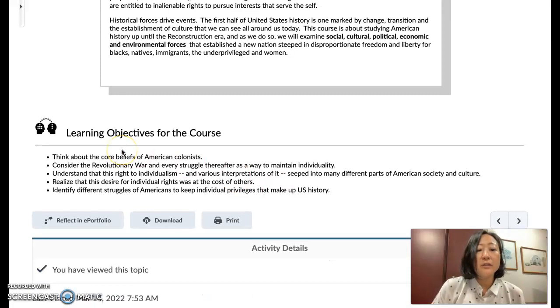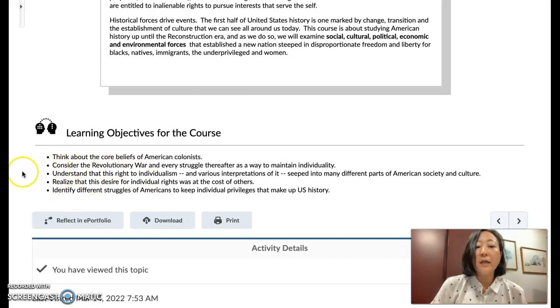The learning objectives include thinking about the core beliefs of American colonists. I'd like you to consider the Revolutionary War and every struggle thereafter as a way to maintain individuality. Understand that this right to individualism and various interpretations of it seeped into many different parts of American society and culture.